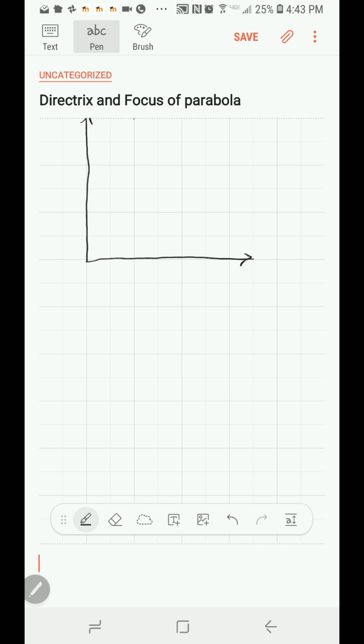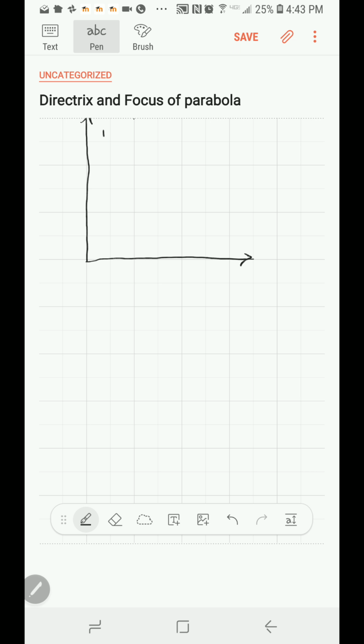Well, howdy. I'm going to talk briefly about the directrix and focus of a parabola, in particular a parabola in the positive and negative y orientation. This can be applied to other orientations as well with a little bit of extra work. First of all, let's get a basic idea for what a focus and a directrix is.